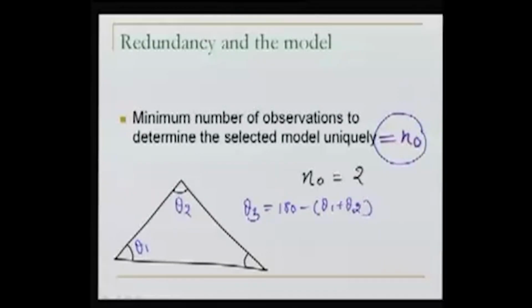Well, anyway, we will start with some notations. We write N naught. N naught is the minimum number of observations which are required to determine our selected model. Here in this case, the minimum required is 2, N naught is 2, because if both observations are correct, with no errors, we can know the shape of the triangle.